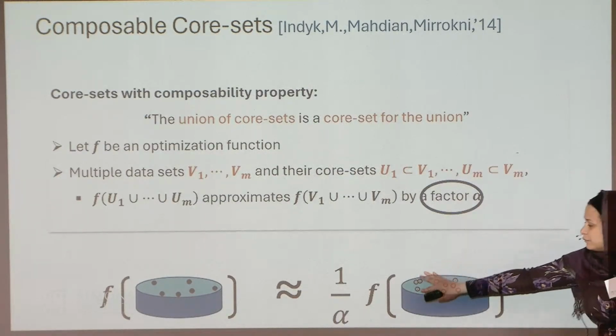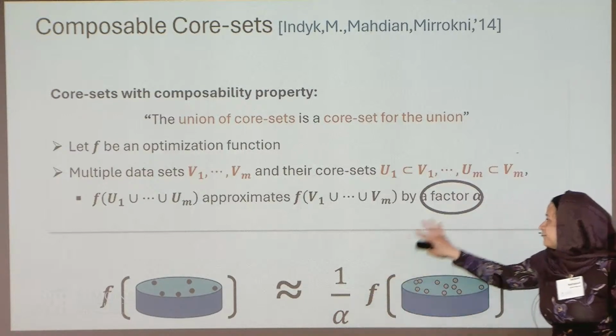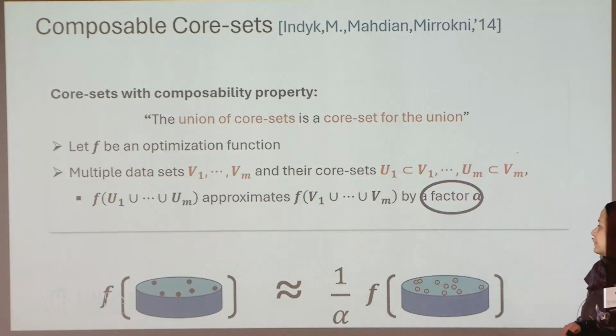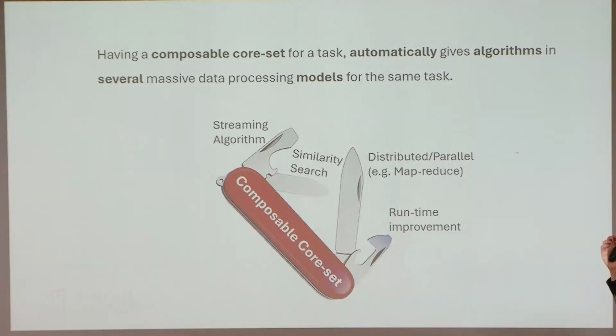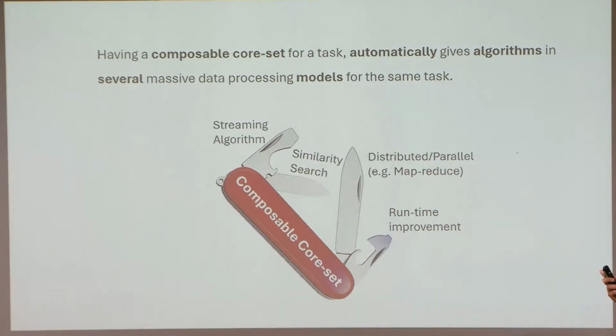Similar to coresets, if this approximation is by a factor alpha, we say that we have an alpha-composable coreset. Okay, so once you have a composable coreset for a specific task, it automatically gives us an algorithm for the same task in the streaming setting, in the distributed setting, like MapReduce or MPC. We can get runtime improvements and so on.